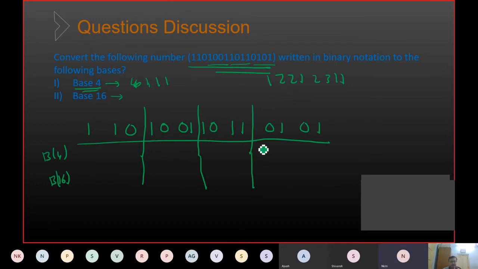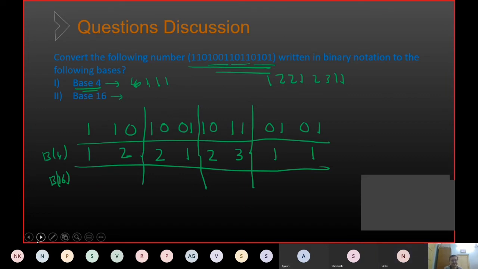Okay, so let's look at base 4. If you look here, I'm getting 0 1. 0 1 is 1. Again 0 1, that is 1. This is 1 1, which is 3. This is 1 0, which is 2. The 0 1 is 1. 1 0 is 2. 1 0 is 2 1. So the answer is 1 2 2 1 2 3 1 1. That is for base 4.